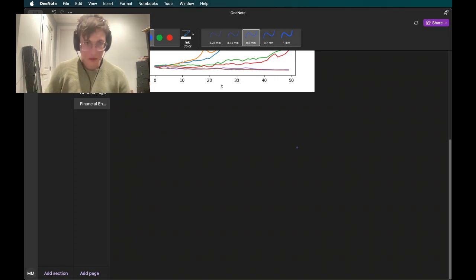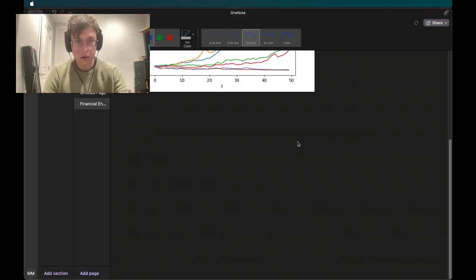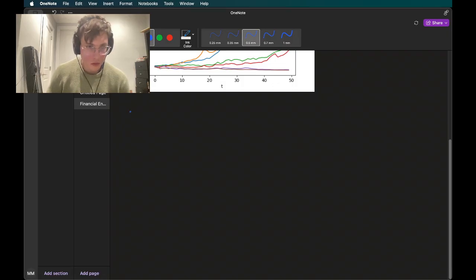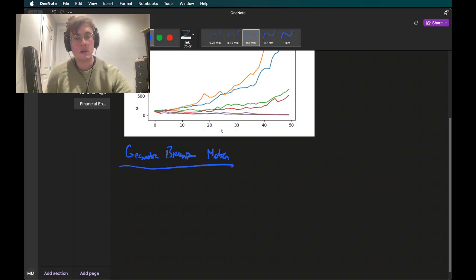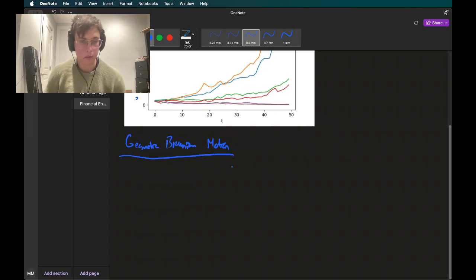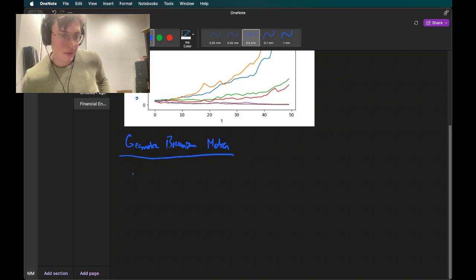Hi everybody, today we're going to talk about geometric Brownian motion. So let me write that down. Geometric Brownian motion. Geometric Brownian motion is a sort of Brownian motion that is more relevant to finance. And so I think we have to discuss what that means.